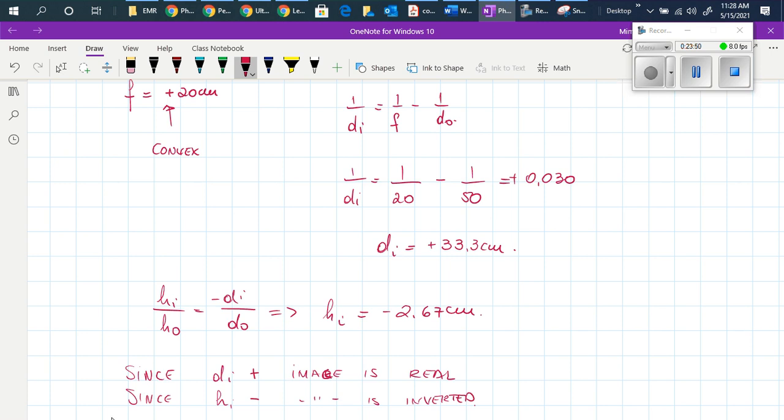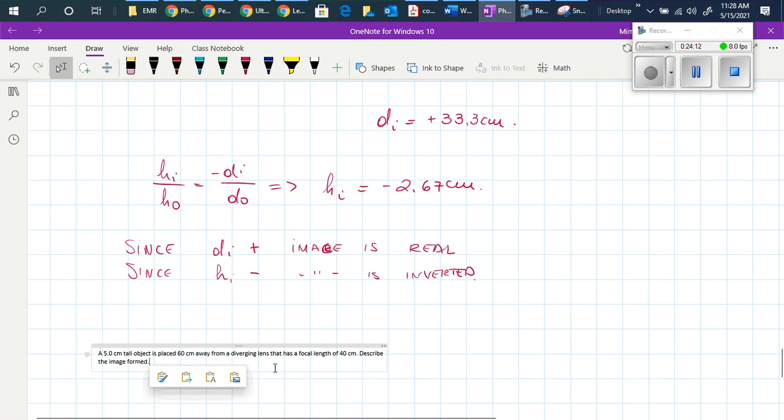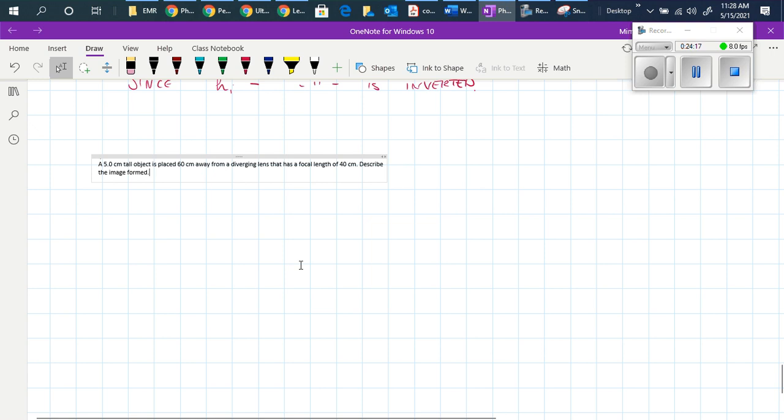And it is smaller because the ratio between the height of the image is smaller than the height of the object. Okay. Let's take a look at another question. If we have, let's say, a 5 centimeter tall object placed in front of a diverging lens that has a focal length of 40, and it is placed 60 centimeters away from the lens.